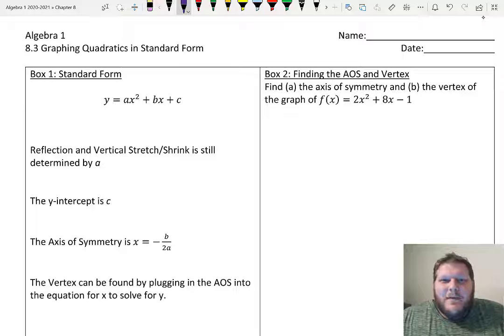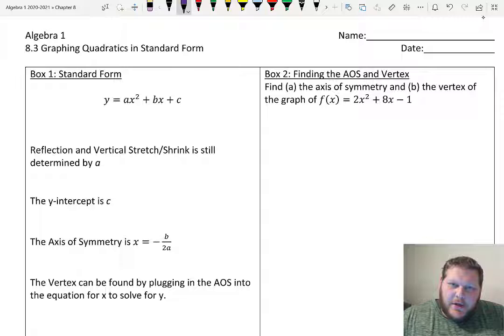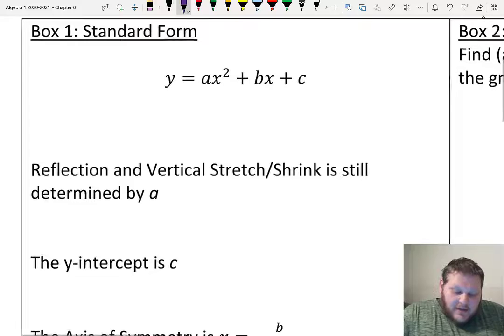Hey guys, today we're looking at 8.3's notes, which is all about graphing quadratics in standard form. Now, in the last section, we talked about graphing from vertex form, but this is what we would consider standard form. If you remember, standard form for polynomials was always in decreasing exponent order. Standard form for a quadratic is also in that form.